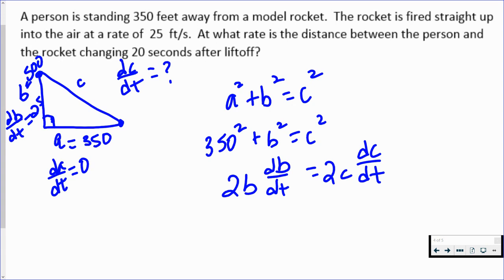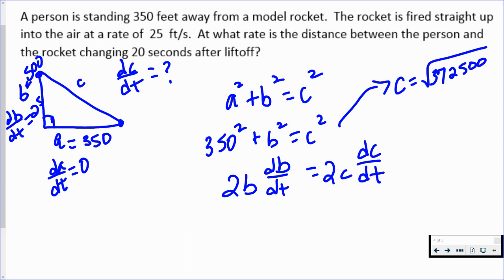And now we realize we do need that c value to be able to plug in. We already have b and db/dt, but we need c. So we could quickly use the Pythagorean theorem and solve for c. If we do that, we should end up with, I've already got it written out here, c is equal to the square root of 372,500.